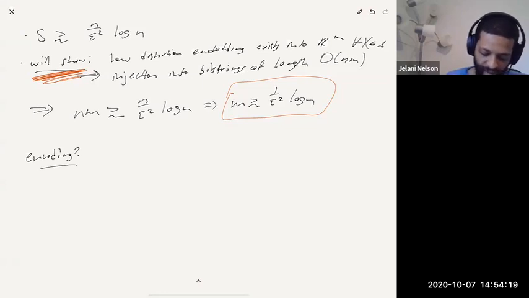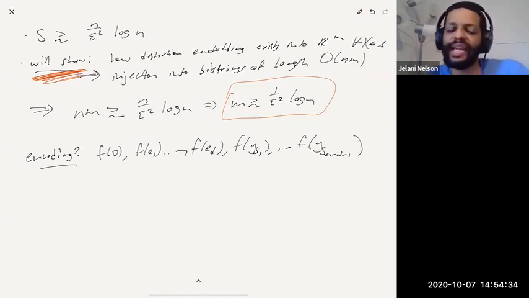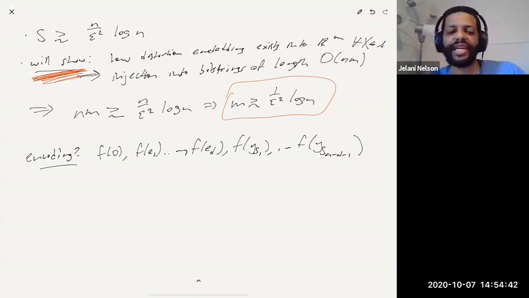I'll just write down f of 0, I'll write down f of e1, I'll write down f of ed, and then I'll write down f of ys1, and f of ysm minus t minus 1. Each one of these is an m-dimensional vector, so each one is m numbers. There are n of them, so that's nm numbers. So here's an encoding of length nm, right? And if I have this, I claim that this is enough to recover.